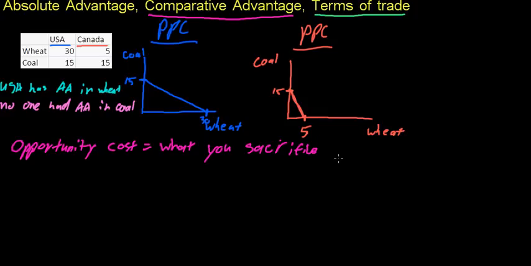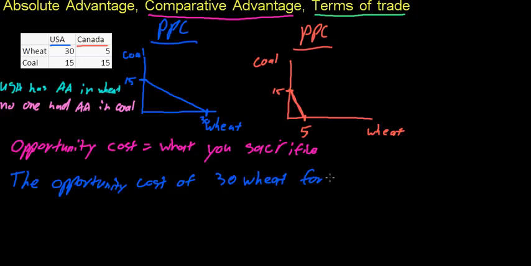So the opportunity cost of producing, let's say, 30 units of wheat for the USA. So let me write this down. This is kind of a lot to say. So the opportunity cost of 30 wheat for the USA is equal to 15 units of coal. And this, written out, isn't as helpful as looking at the graph.